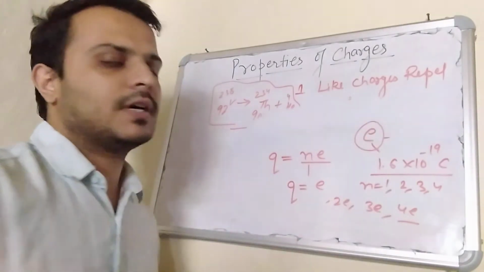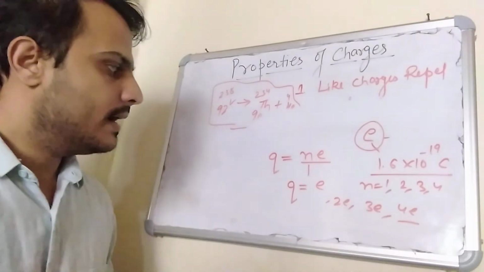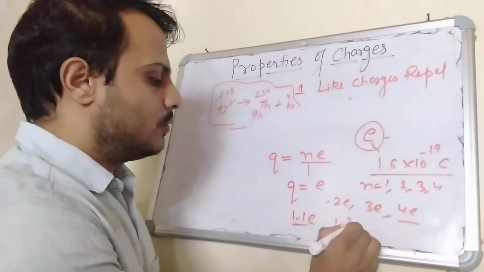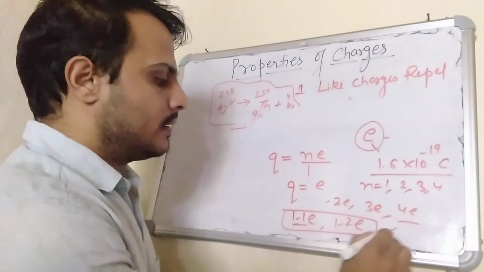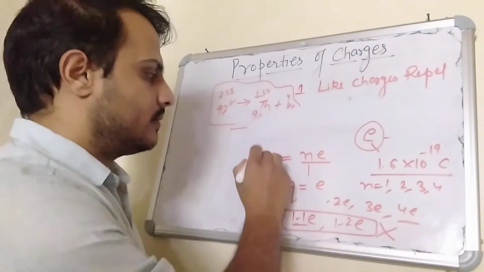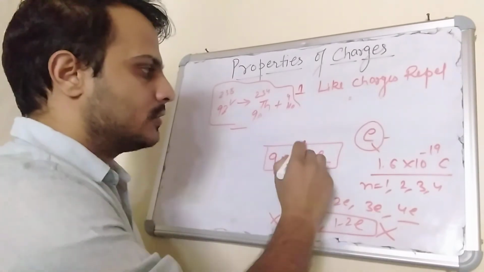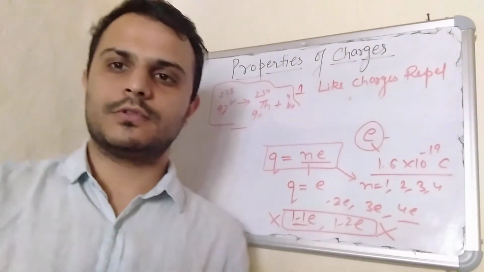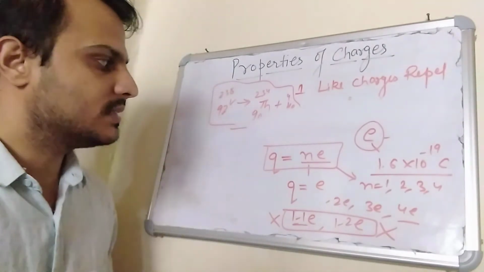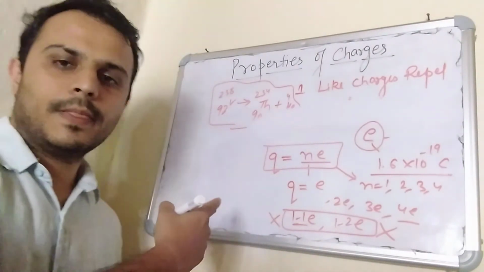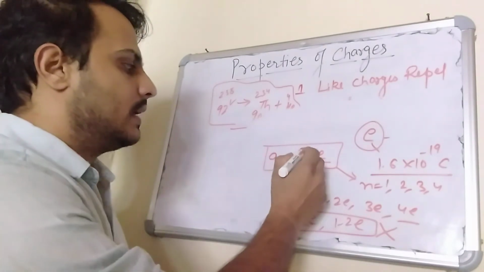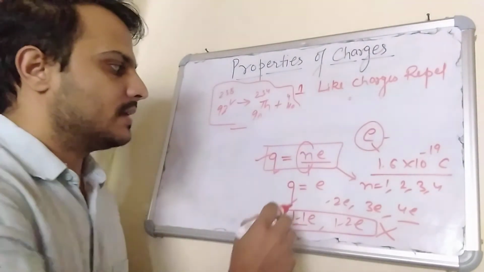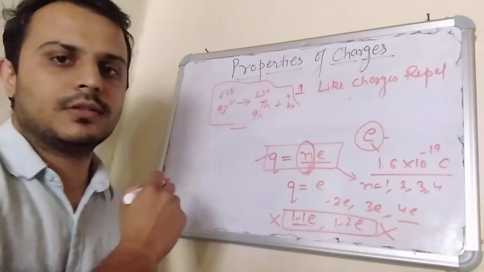This is the basic or fundamental unit of charge, and n can never be like 1.1e or 1.2e. This is not possible. That would not be a quantized charge, but charge is always quantized, so it is always in this form, with n equal to 1, 2, 3, 4. This is known as the quantization of charge. This rule is very helpful in some numericals where you have to calculate the total charge, or in some cases the number of electrons.